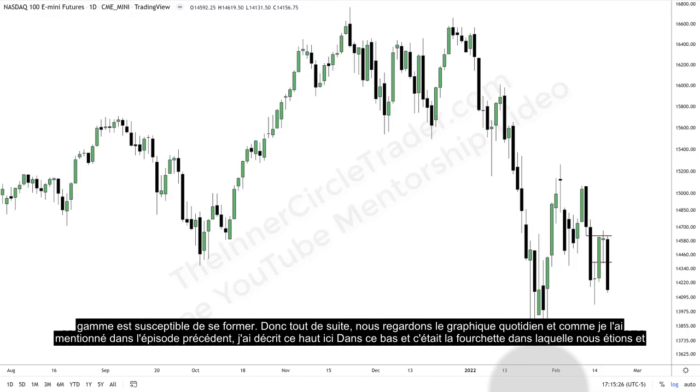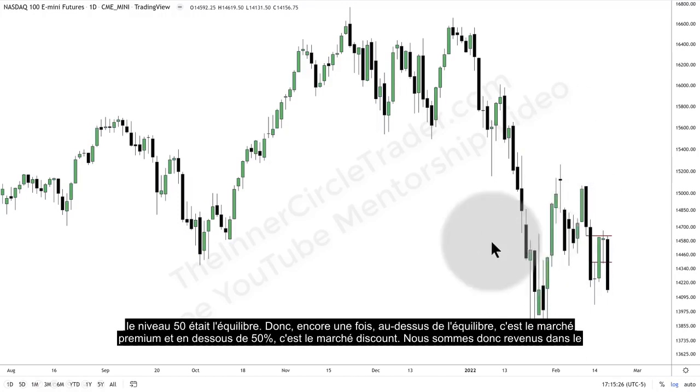So right away, we're looking at the daily chart. And as I mentioned in the previous episode, I outlined this high here and this low, and that was the range we were within. And the 50 level was equilibrium. So again, above equilibrium is what? A premium market. And below 50% is a discount market.